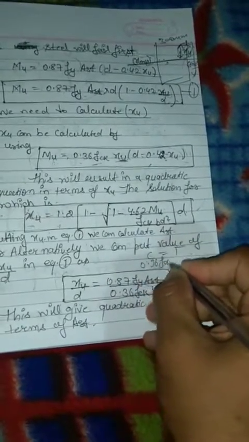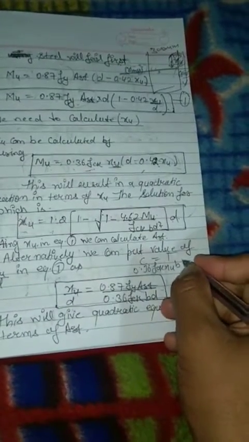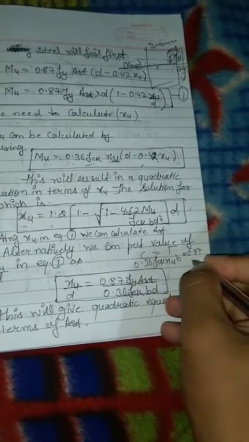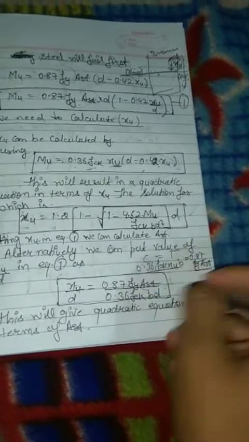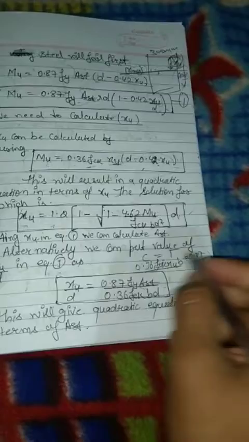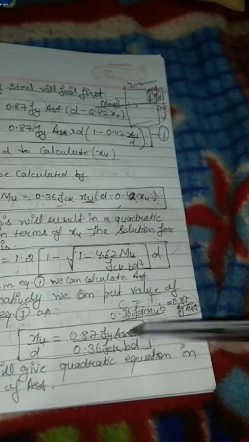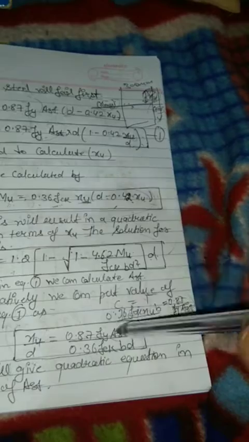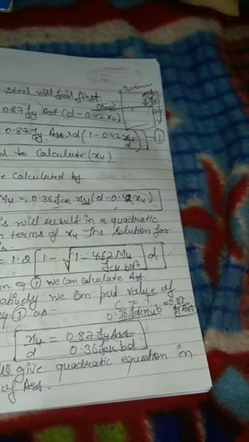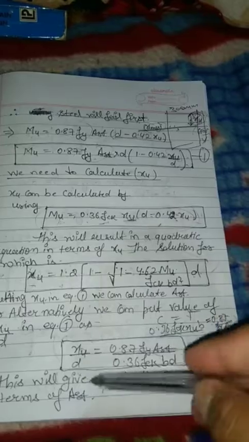The compressive force is 0.36 fck XU into b, and it is equal to 0.87 fy Ast. This is your tensile force, and this is the compressive force. To maintain equilibrium, these two forces should be equal. So from here you can calculate XU over d equal to 0.87 fy Ast over 0.36 fck into b. This will give you again a quadratic equation, in terms of Ast.